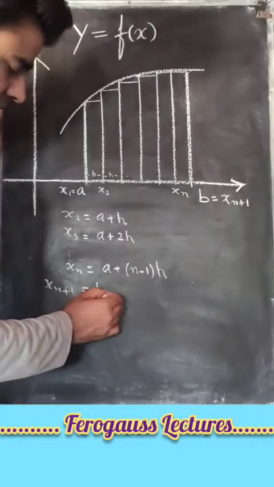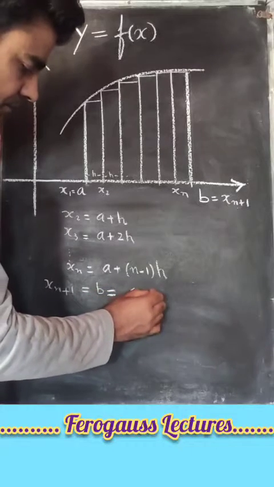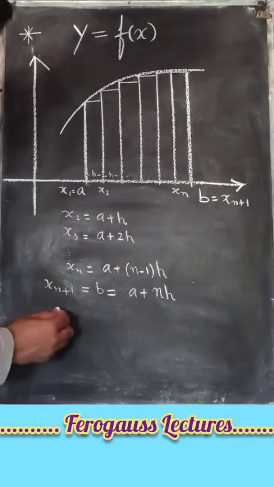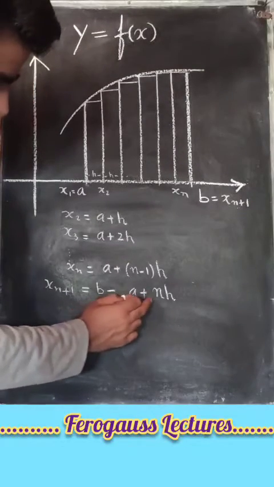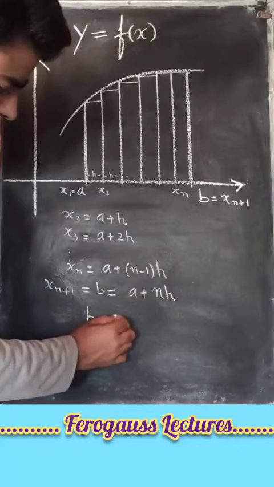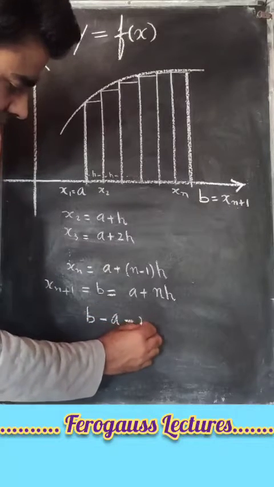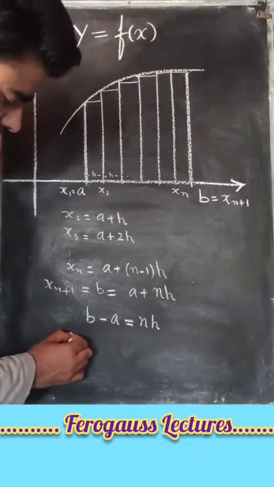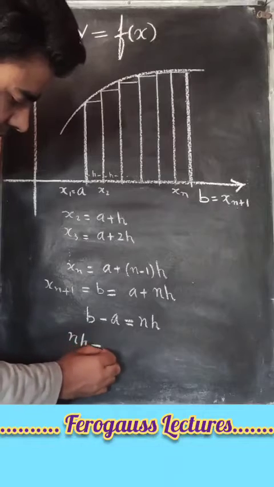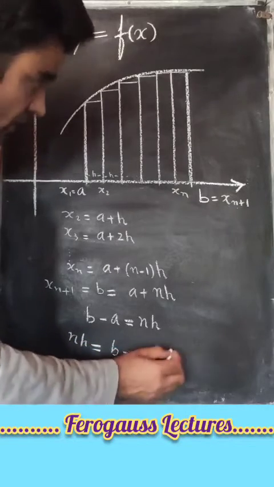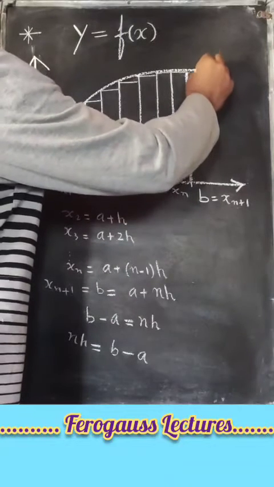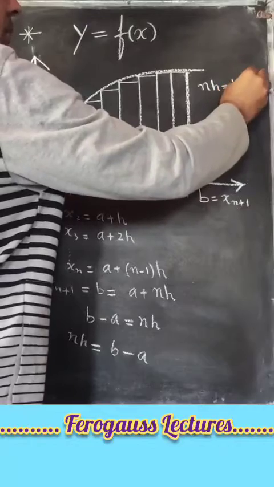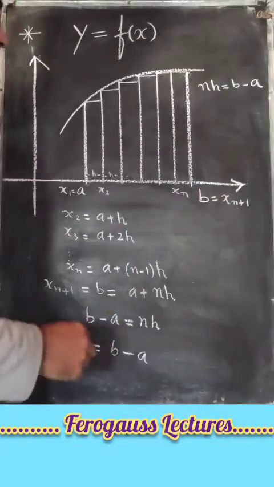Which is equal to b, that is equal to a plus nh, or we can write b is equal to a plus nh, or b minus a is equal to nh. Thus we have nh is equal to b minus a.